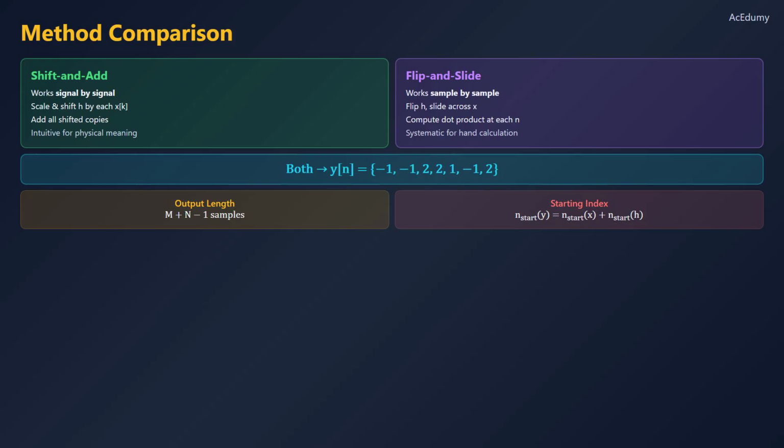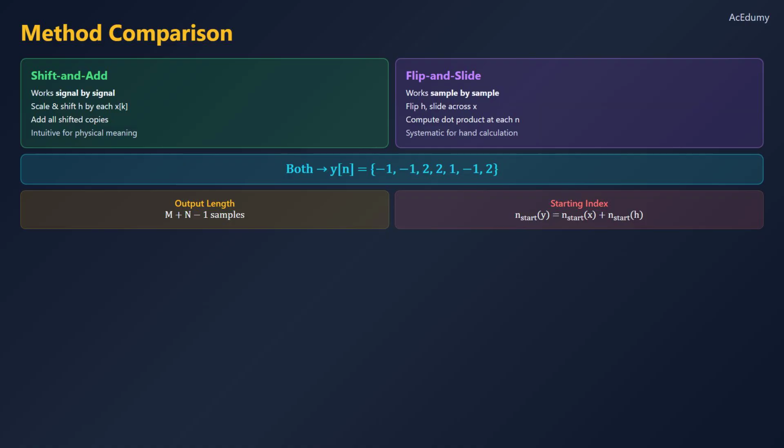Let's compare the two methods. Shift and add works signal by signal. Take each sample of x, create a scaled shifted copy of h, and add them all up. It's intuitive for understanding what convolution means physically. Flip and slide works sample by sample. For each output position n, compute one dot product. It's more systematic and often preferred for hand calculations.